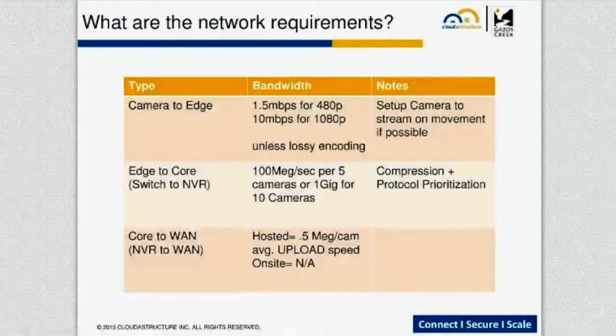If you centralize your pieces, as I said, you get the benefit of being able to centralize the environment. If you put it at the edge, then you get the reduction in bandwidth.